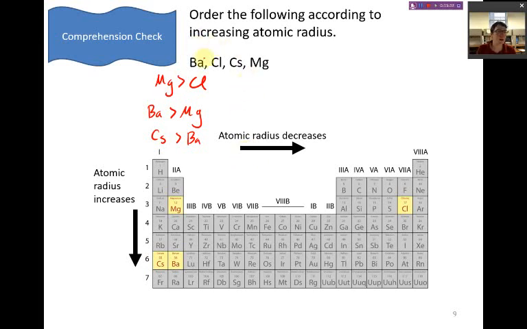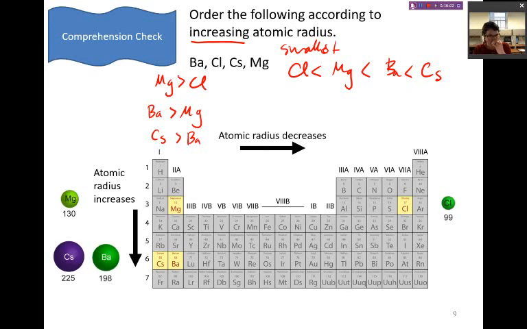So we've now been able to make a comparison between each set of elements. We want to put them in increasing atomic radius, so we want the smallest on the left. Our smallest is chlorine, followed by magnesium, followed by barium, and then cesium. And indeed, if you were to look up the values, you would see that our prediction holds true.